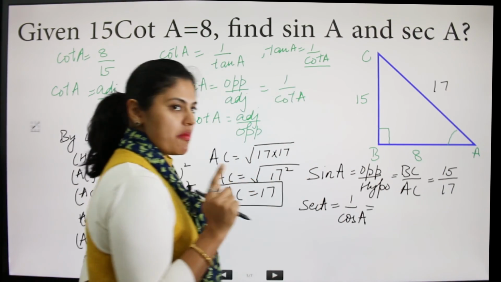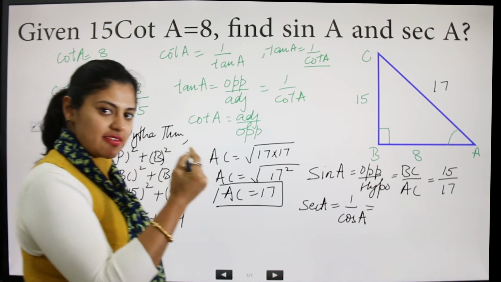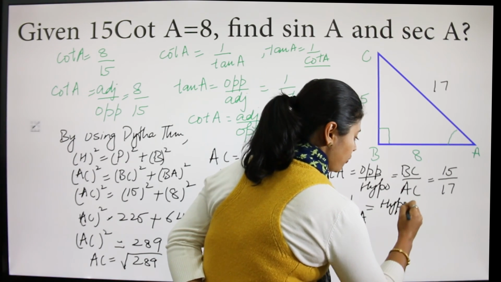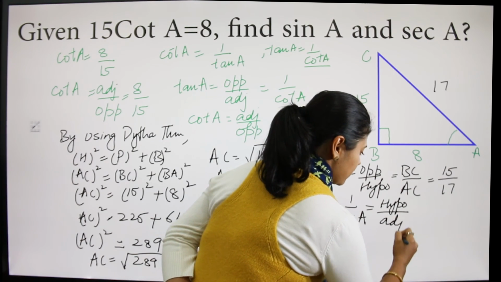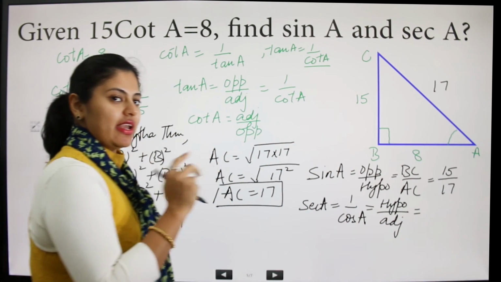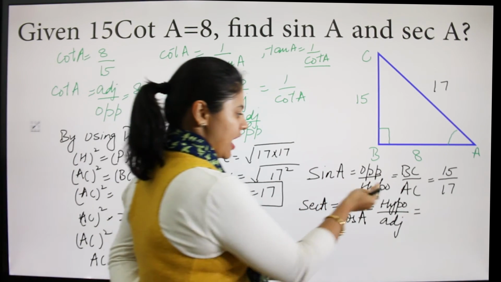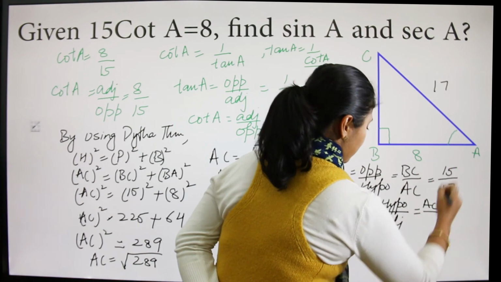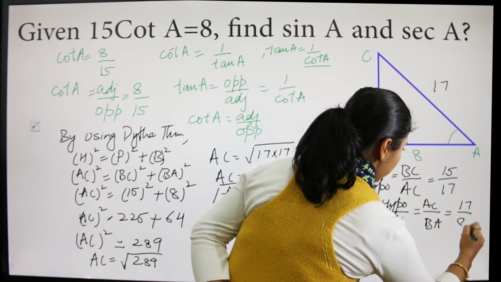So cos, remember, is base divided by hypotenuse, basically adjacent divided by hypotenuse. You write hypotenuse at the top because you need to flip the term. Hypotenuse over adjacent. Always remember secant and cos are reverse of each other, so that's why we have to flip the term. Hypotenuse is AC, adjacent side is BA. So this is equal to 17 divided by 8.